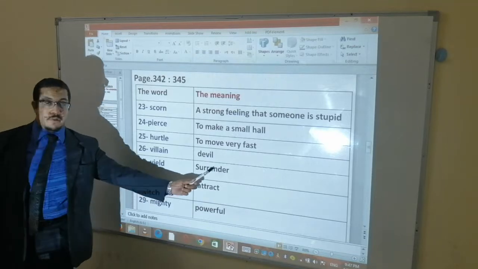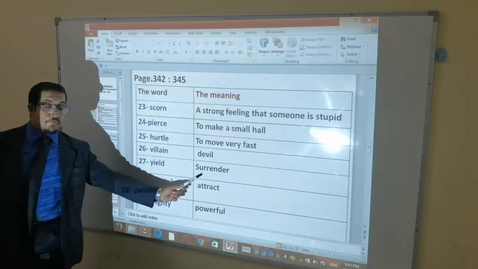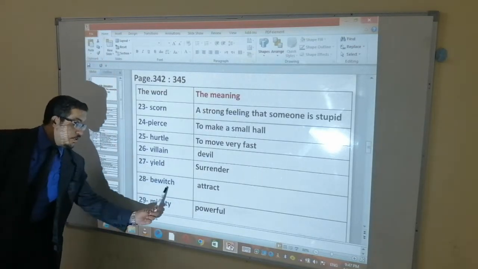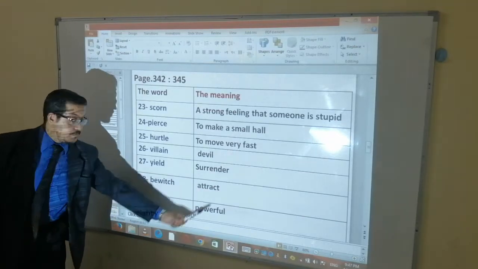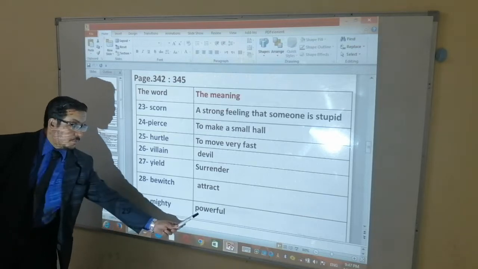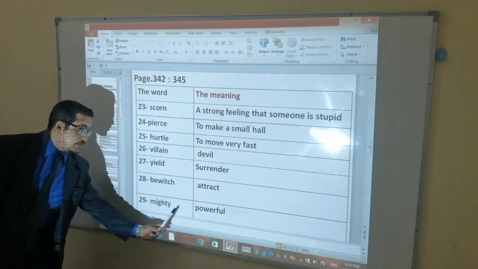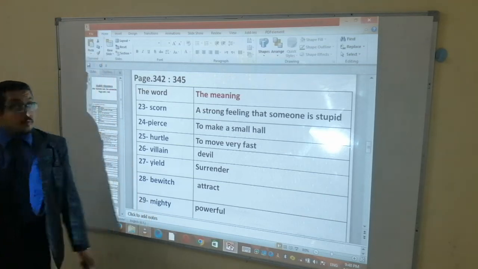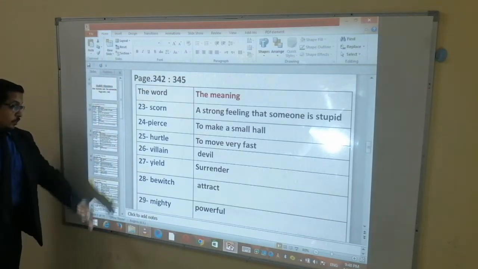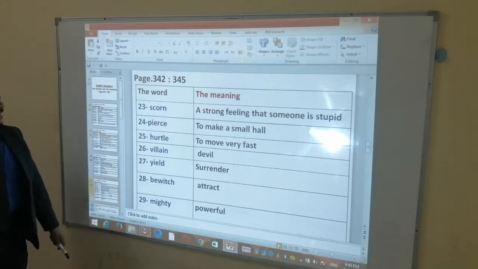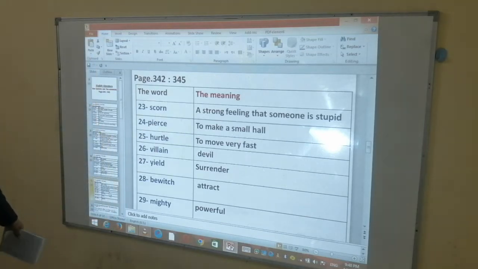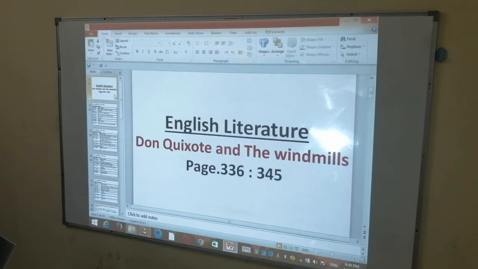Yell, surrender. Bewitch, attract. Mighty, powerful. These are all the vocabs, or most of the difficult vocabs that we have in our reading text for the story from page 338 till page 345. Okay, this is all the vocabs.